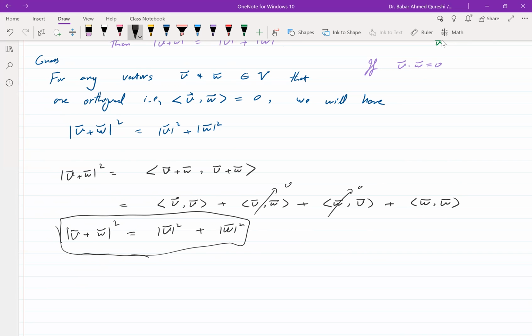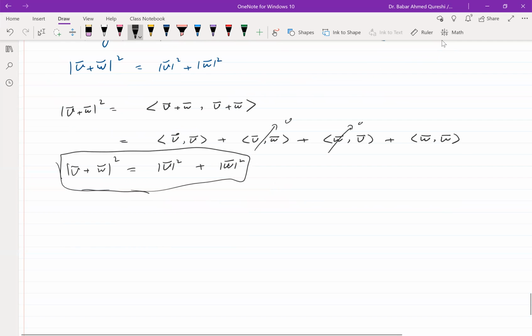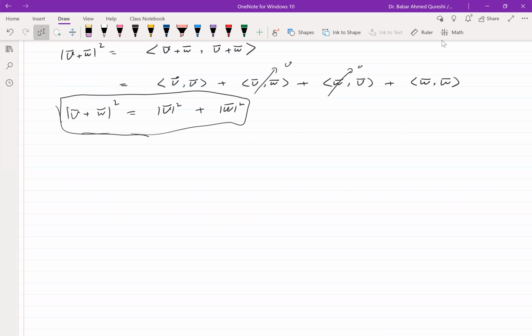Let's take an example. Should I do the theorem or should I do the example? I think let me just first do the next theorem. So this was the Pythagorean theorem. Now let me borrow some more terminology.